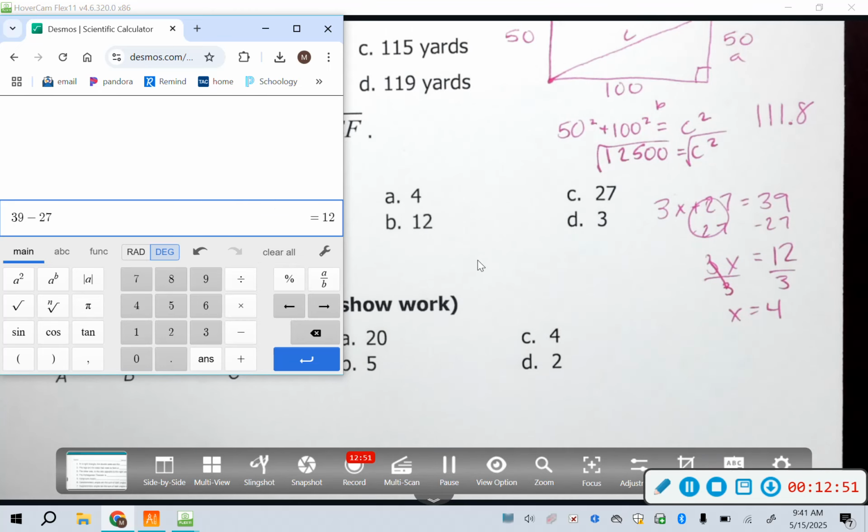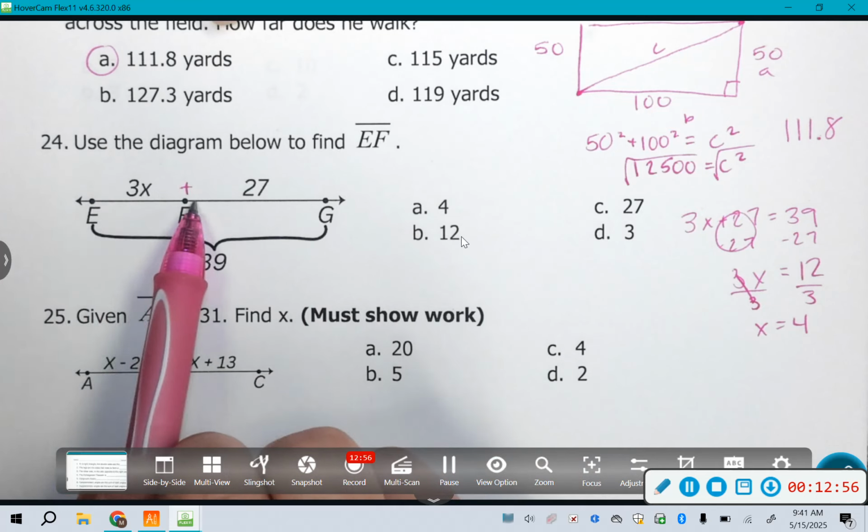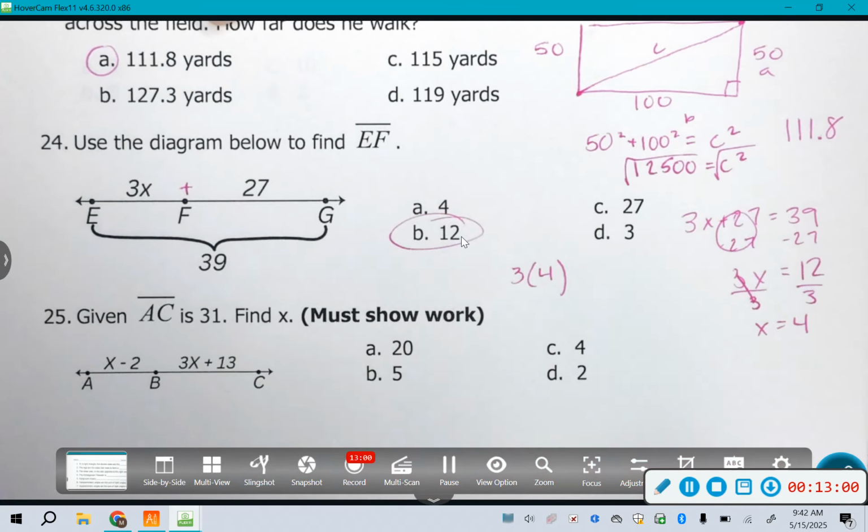But remember, before we circle 4, we need to go back and read. It says find EF, which is not x, it's 3x. So 3 times 4 is 12.